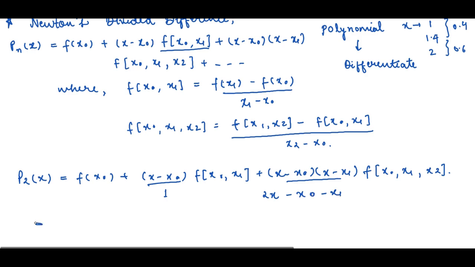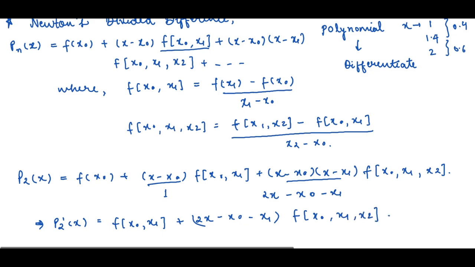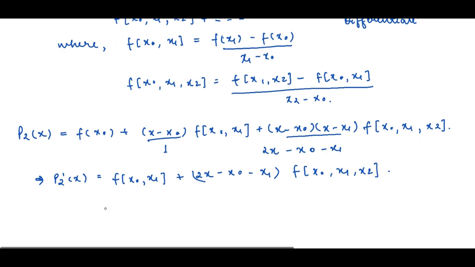So P2 dash x becomes f of x naught comma x1 plus 2x minus x naught minus x1 times f of x naught comma x1 comma x2. And this gives an approximation to f dash x. So basically f dash x is approximately P2 dash x. And this is the fundamental idea behind numerical differentiation at unequally spaced points.